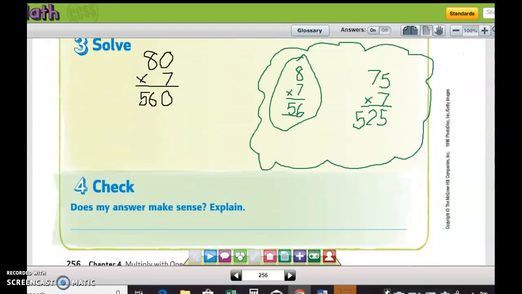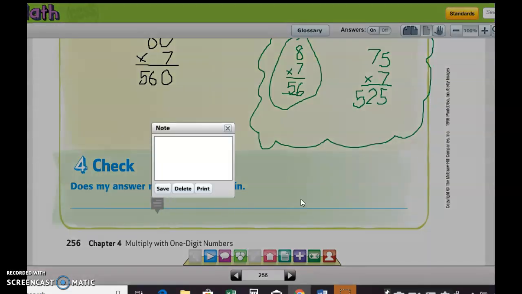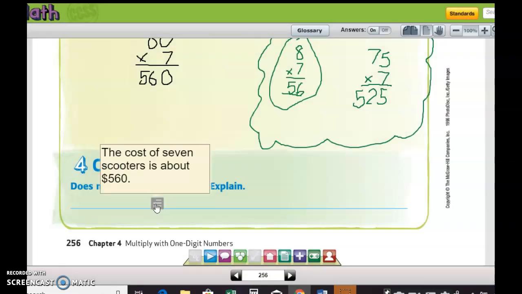So that's why I ask, when you're solving these word problems, the best check is to actually write out the answer. The cost of 7 scooters is about $560. Then, if you made a mistake like this, you would see, oh, wait, if one scooter is 75 and I got 56, I must have made a mistake somewhere. So writing it out is a great way to check your work, and that's why I strongly advise you to do that. In fact, you will not get full credit if you do not.